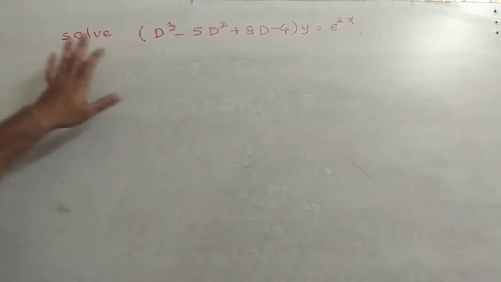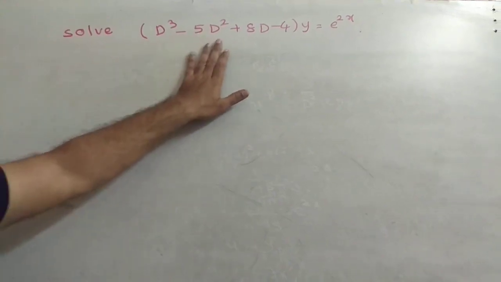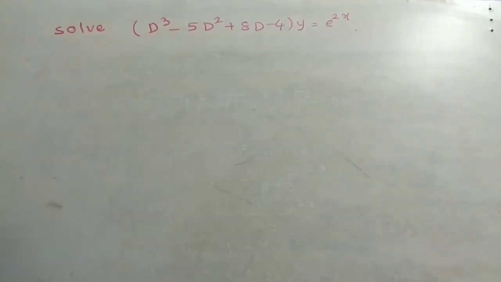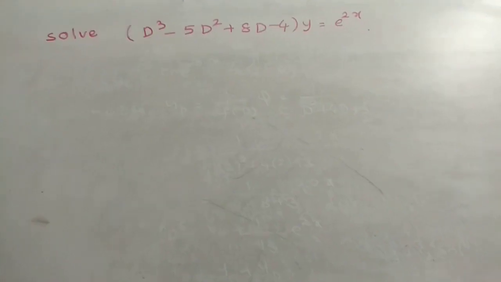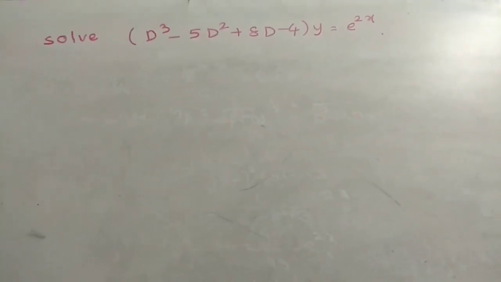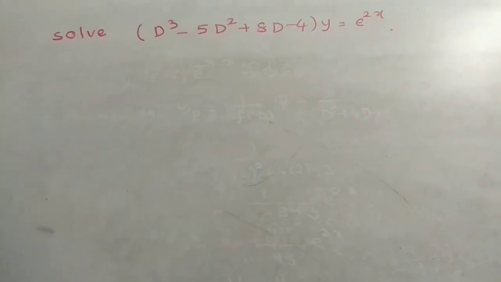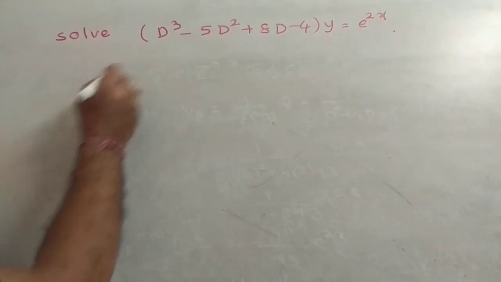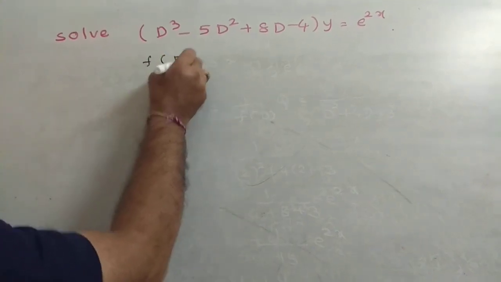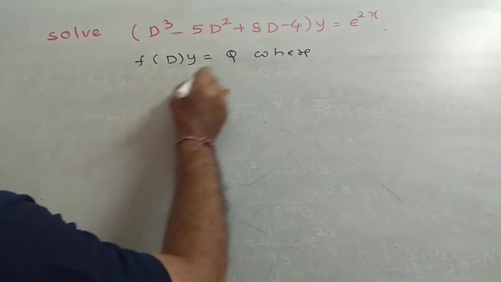Now let us have another problem, somewhat different. Solve D cube minus 5D square plus 8D minus 4 of y equal to e power 2x. The right side looks like the e power ax type, so directly I am using the procedure. The given higher order ordinary differential equation you represent in the symbolic form. That means f of D of y equal to q, where what is your f of D?